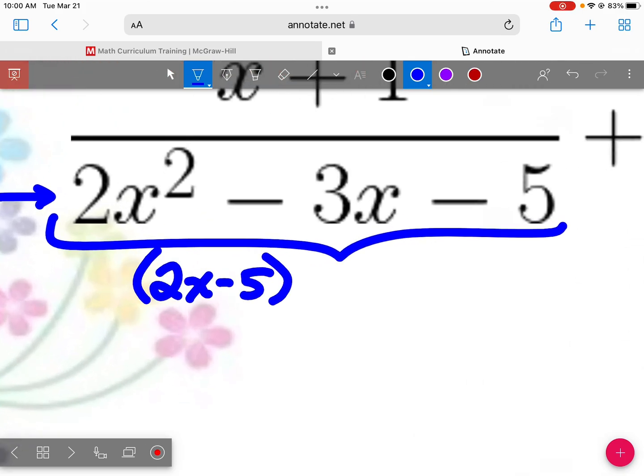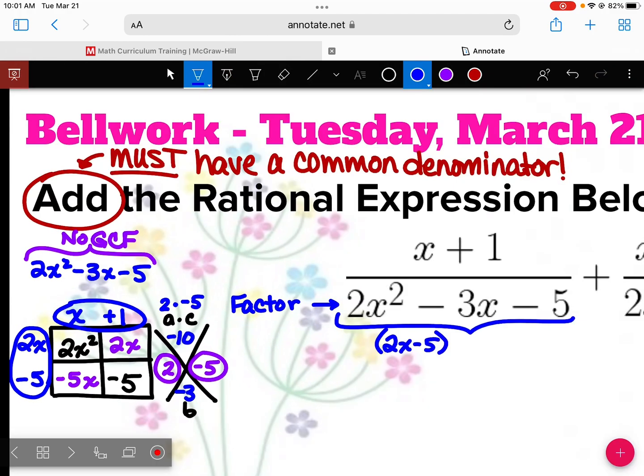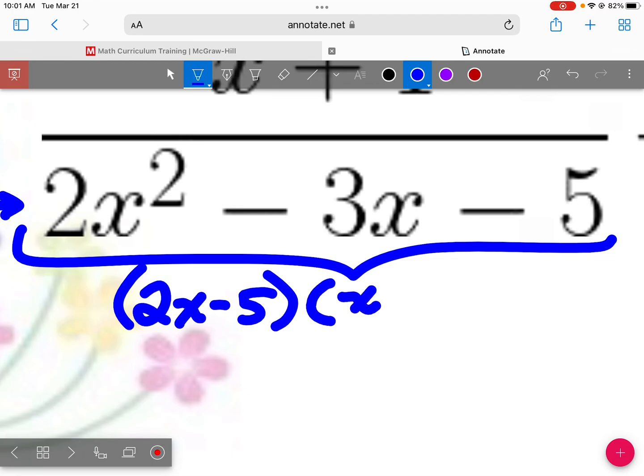Columns, 2x squared and negative 5x. What do they have in common? Just an x. What about 2x and negative 5? Just a 1. If nothing goes into both of those numbers, it's a 1. Positive because, yep, the 2 right here is a positive. So x plus 1 is my other factor down here.